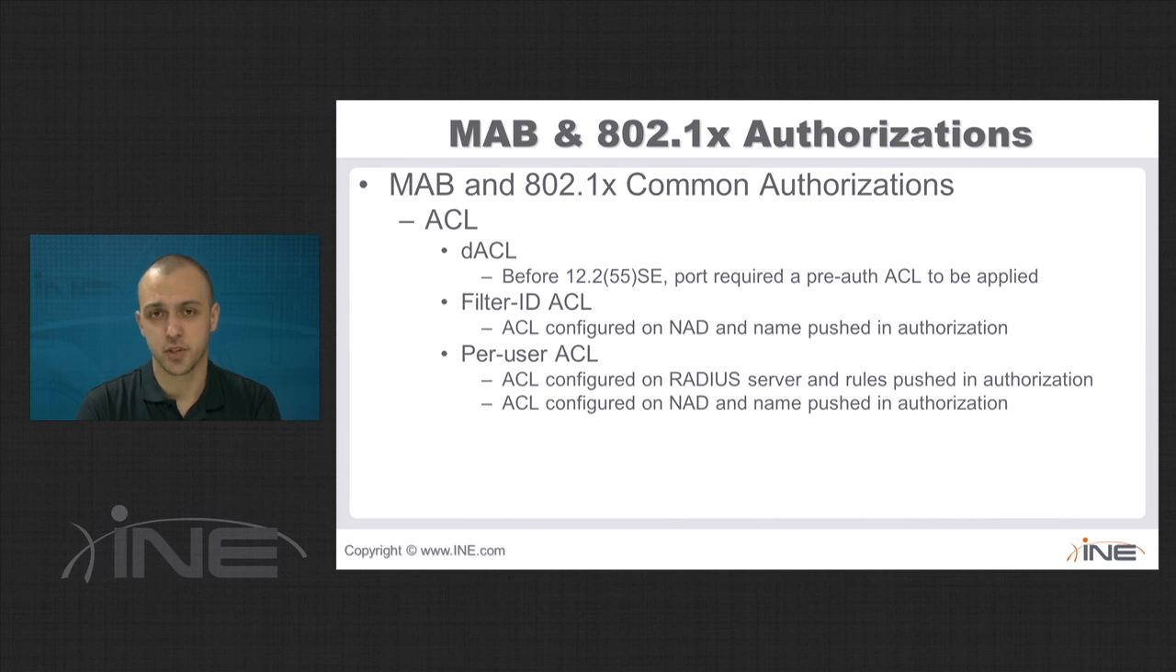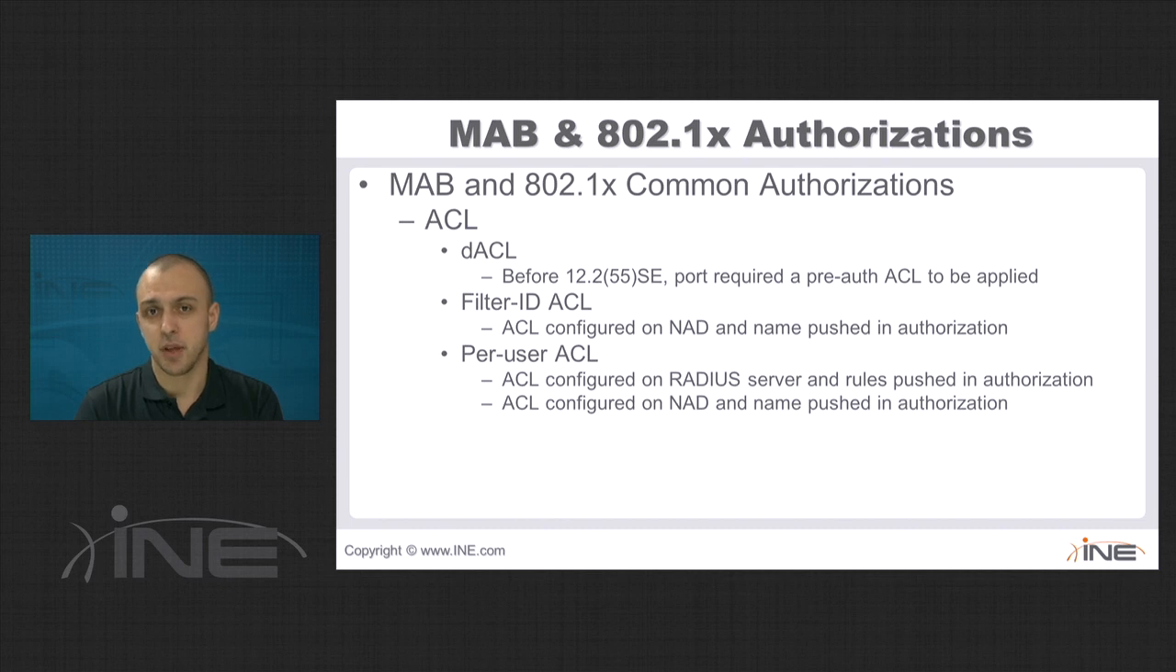I have two options to make this work. I can either configure the RADIUS server, so the authentication server, to push to the switch the access list name, pretty much the same as with the filter ID configuration, which means that access list needs to be locally configured on the switch, or I can configure the RADIUS server to push to the switch the ACL content. So it's up to me to decide which option I want to use.